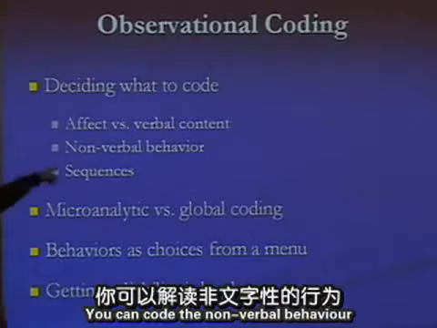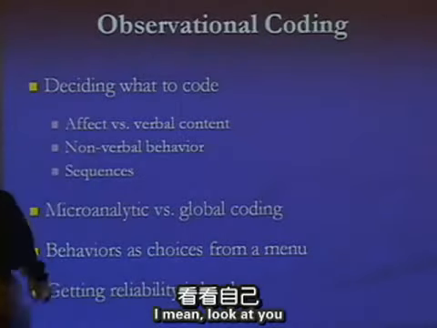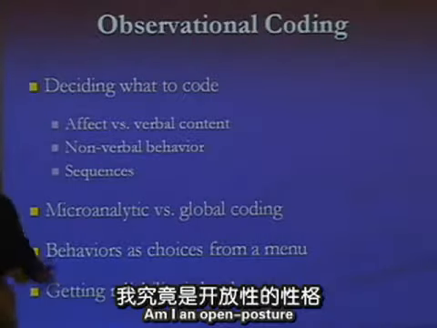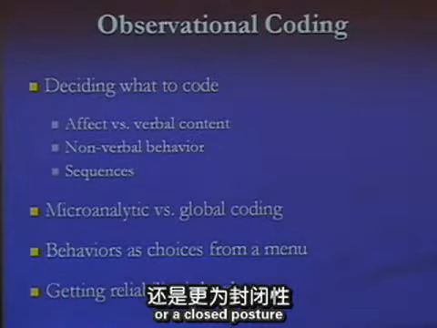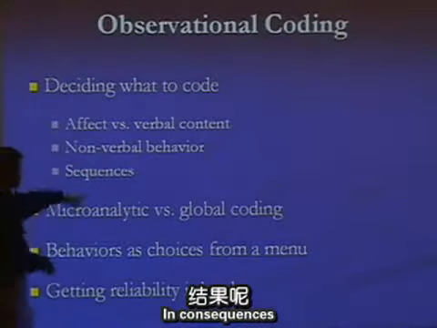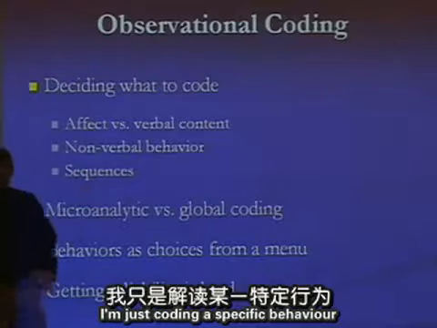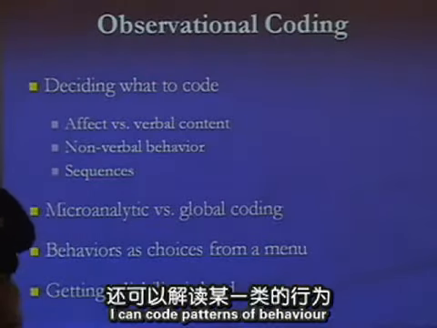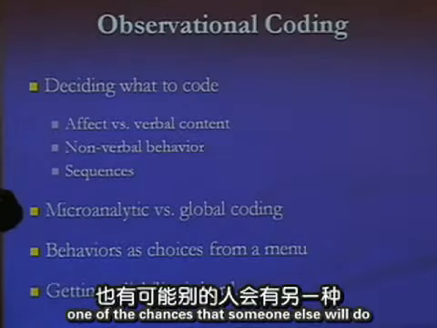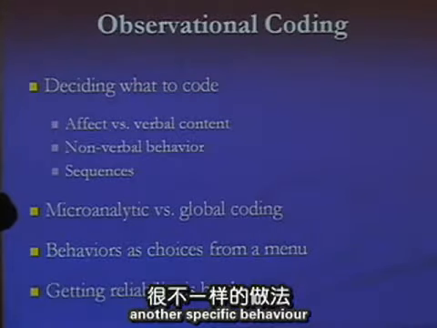You can code the nonverbal behavior. You know, am I looking at you? Or are my eyes wandering? Am I in an open posture or a closed posture? You can code that. You can code sequences. I don't just have to code a specific behavior, I can code patterns of behavior. If one person does one thing, what are the chances that someone else will do another specific behavior?